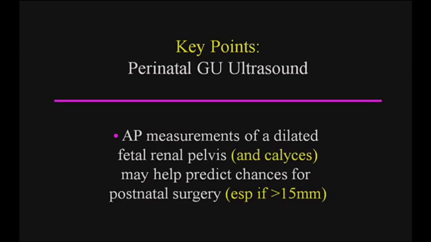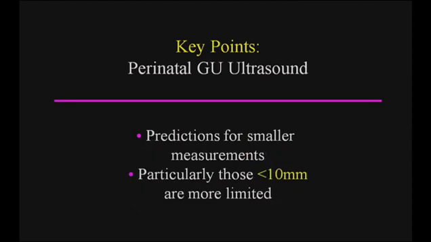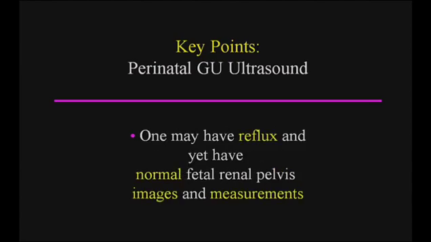AP measurements of a dilated fetal renal pelvis and calyces may help predict chances for postnatal surgery, especially if the dilation is greater than 15 millimeters. Predictions for smaller measurements, particularly those less than 10 millimeters dilated, when we're talking about renal pelvis, are more limited. They can certainly be normal. One may have reflux and yet have normal fetal renal pelvis images and measurements.